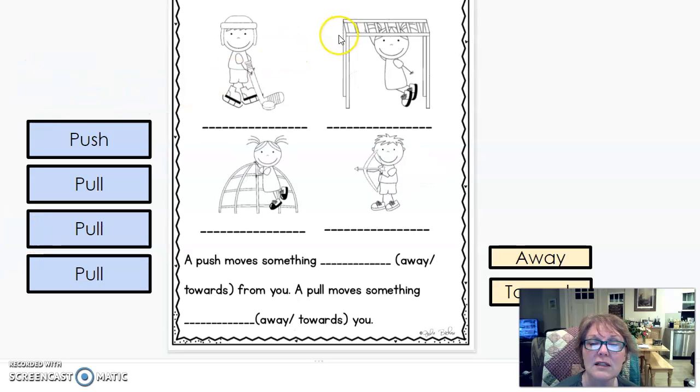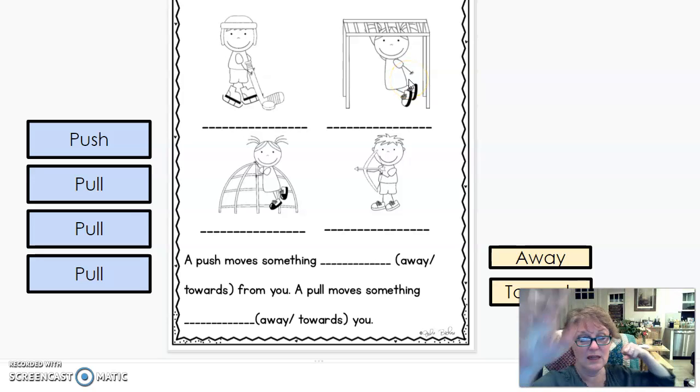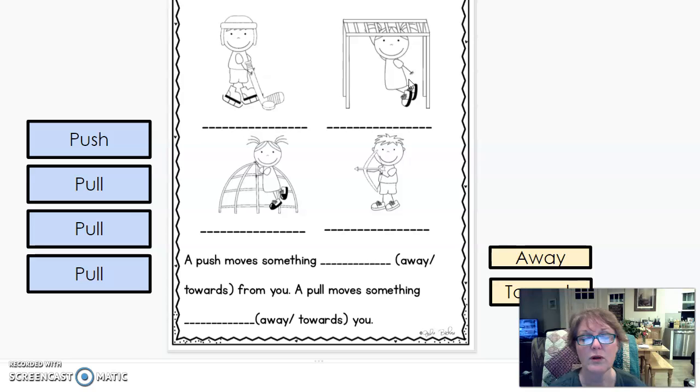Label the force as a push or a pull. A hockey stick with a hockey puck. Going on the monkey bars. Is that a pull or a push? And then climbing. And then a bow and arrow.